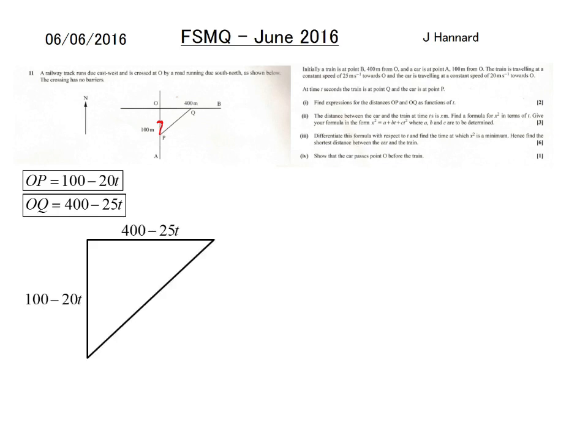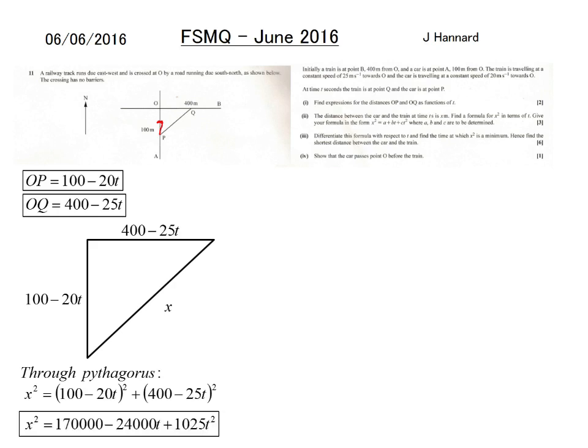I labelled OP and OQ on there, and I just called that x, a distance x, because that's the distance between the car and the train. And then through Pythagoras, I squared everything up, which got awful, and it ended up being that. So that's my a, b and c. But you know, that's not a convincing answer, so don't quote us on that one.